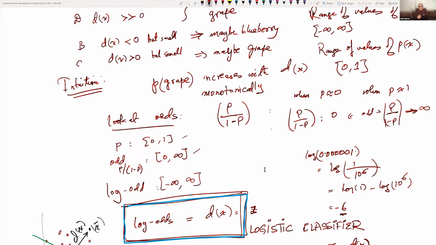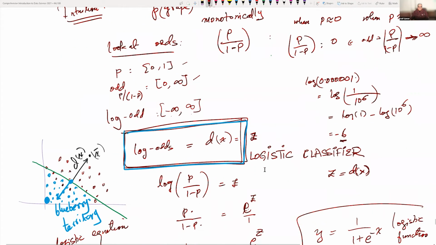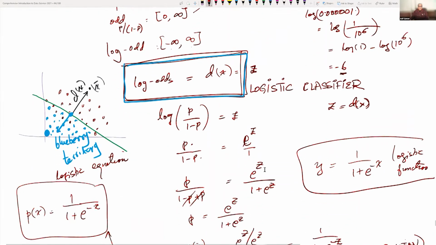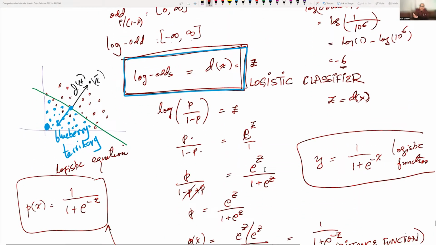And now if we take the log of odds, it goes from minus infinity to plus infinity, which, it so happens, is exactly the range of values for distance. So the most intuitive theory that you can build out of it is to theorize that maybe log odds is the distance. The probability and the distance are the same thing. And that's the logistic regression, the logistic classifier. And this is how I remember it, distance function.